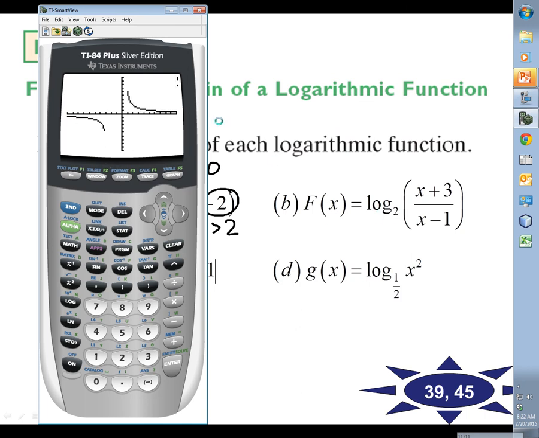But since it's a log problem, it's cut off. There's an asymptote at x equals 1 and at x equals negative 3. I think we could have figured those numbers out without graphing if we were clever. So the domain is going to be x is greater than 1 or less than negative 3.